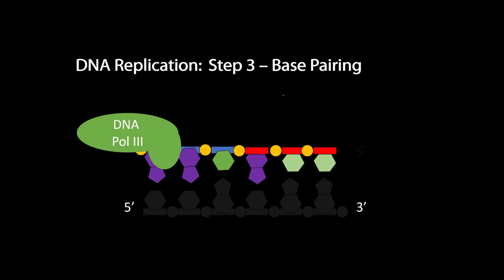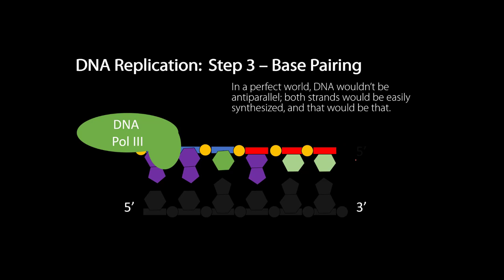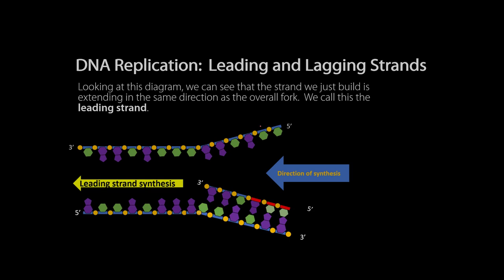Now, in a perfect world, DNA wouldn't be antiparallel. This is the other problem here. Remember, the original strand is 3' and 5'. So the new strand, because of antiparallel DNA, has this as the 3' end and this as the 5' end. That leads to a very interesting problem in replication, especially at the fork. So watch this. We're going to go back to the fork now. Here we are. We have this direction of synthesis.